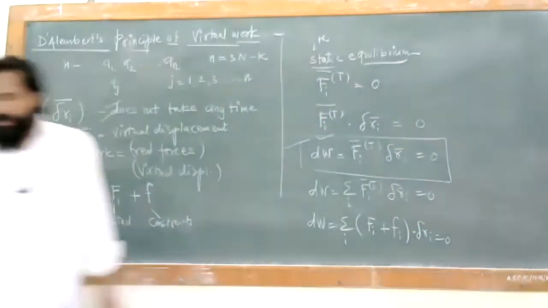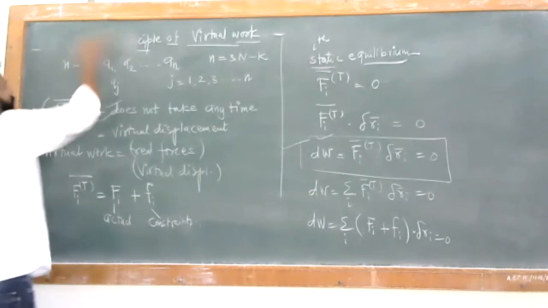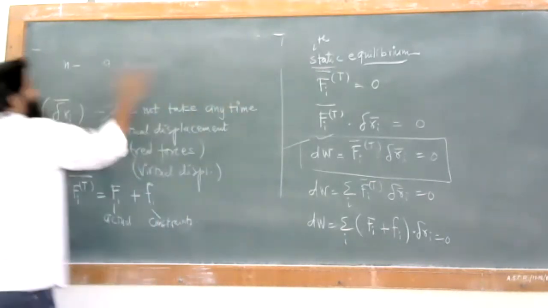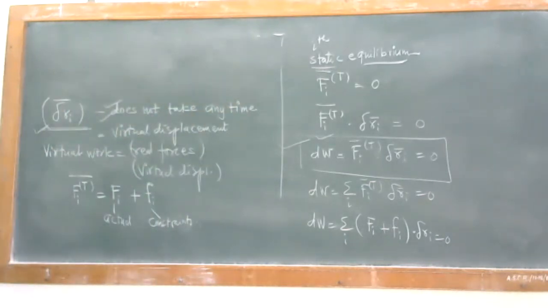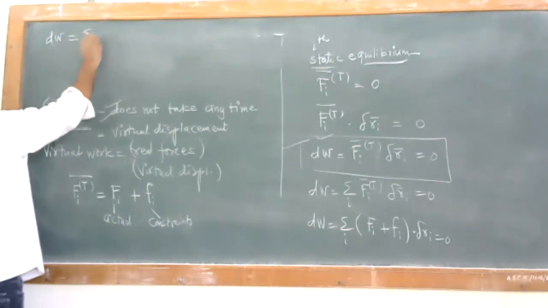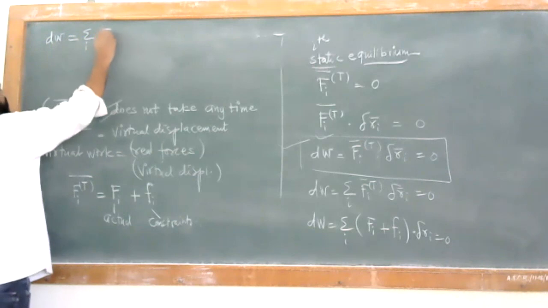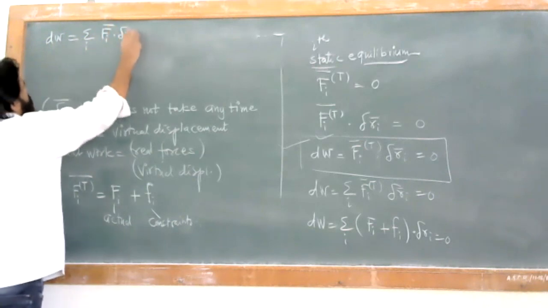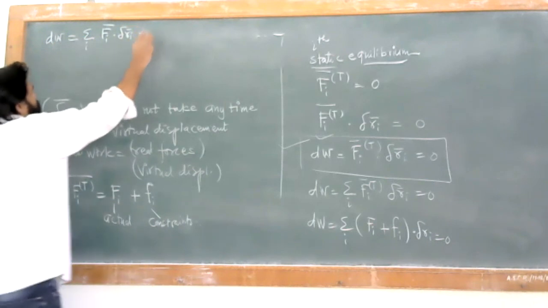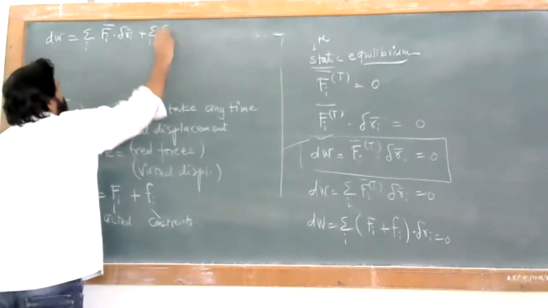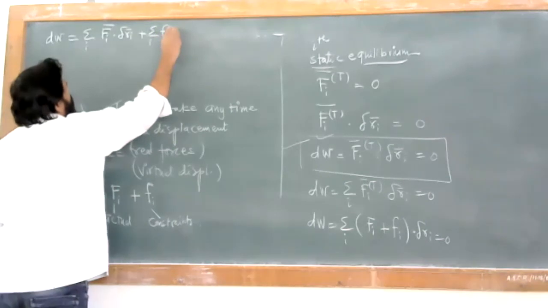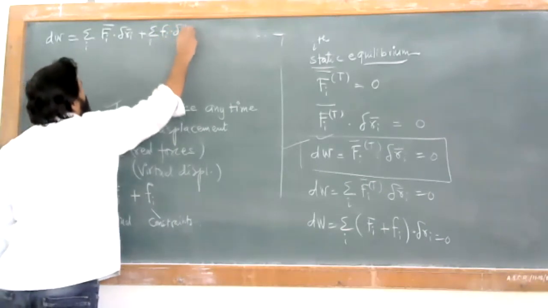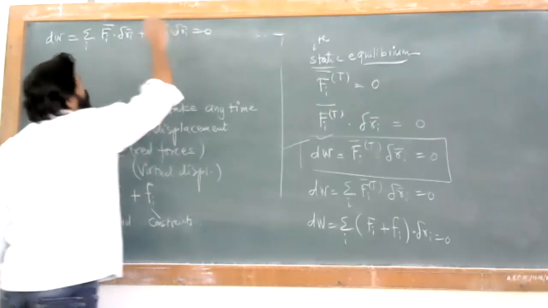So what can you write? I can write it like this. That is, dw is equal to the summation over i of this capital Fi dot delta ri, that is the first thing, plus the summation over i of this small fi dot delta ri, and that is equal to 0. Now look at this point.